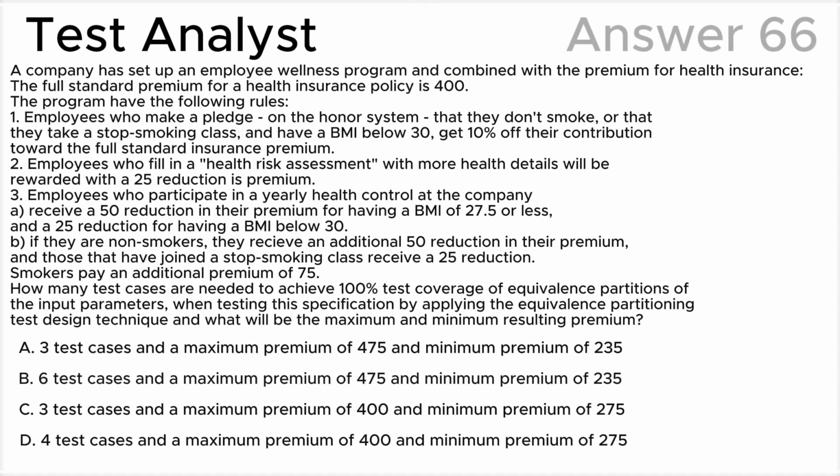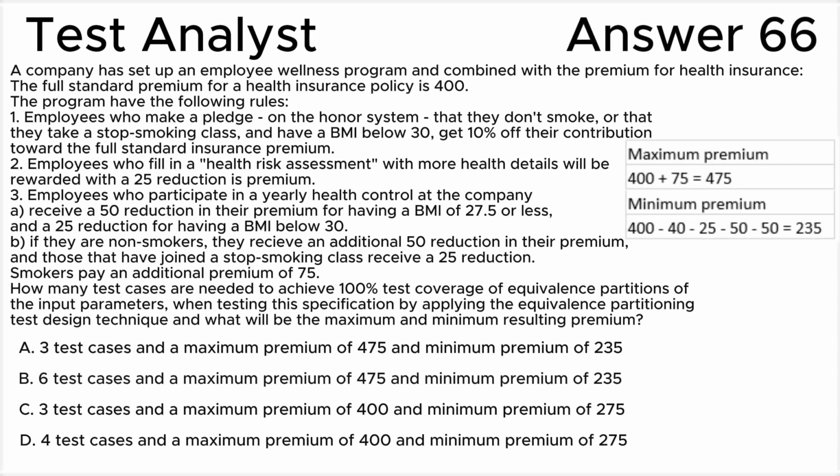First of all, let's calculate the minimum and maximum premium. Conditions for maximum premium: 1. An employee not signing the pledge of honor. 2. Not filling out the detailed assessment. 3. Being a smoker and having a BMI of 30 or more, which adds 75. Maximum premium is 400 plus 75 equals 475.